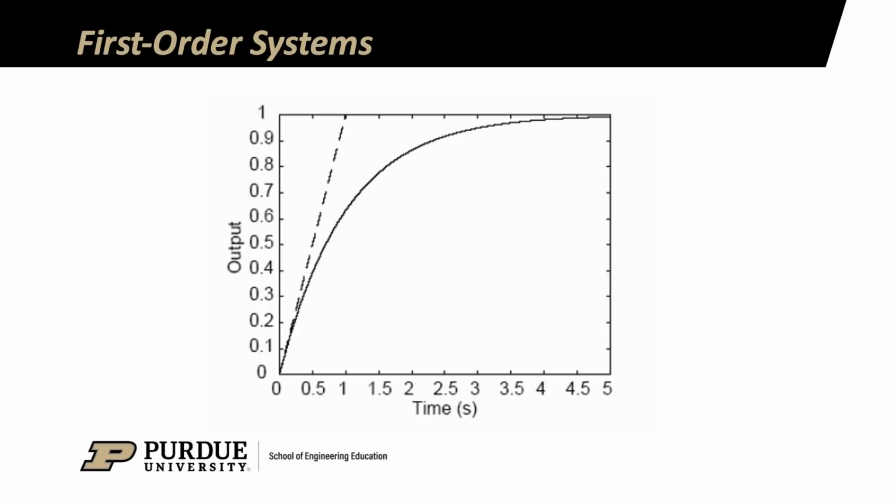Generally, first order systems are time histories, meaning time is on the x-axis, and have the shape of this graph. This could also be reversed where the output reduces rather than increases. In this graph, you can see that initially there is a rapid increase in the output, and then, as time goes on, the output arrives at a steady state.